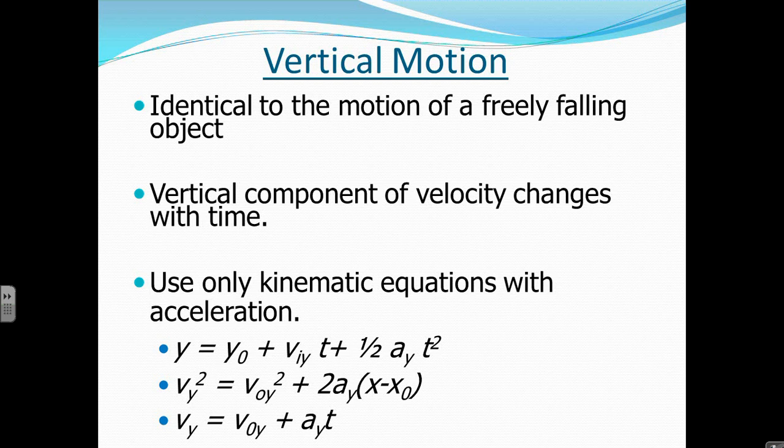Out of these three equations, the first one, y equals y sub 0 plus velocity initial in the y direction times time plus 1/2 acceleration in the y direction, t squared, is the most commonly used. That is probably the heaviest lifter as far as these three kinematic equations for the vertical direction.